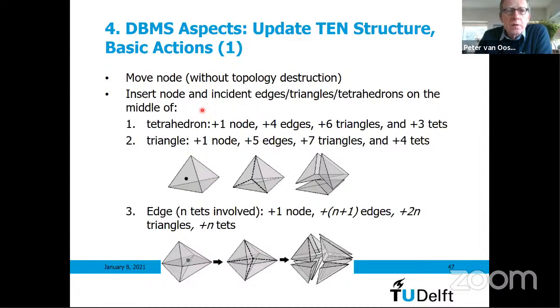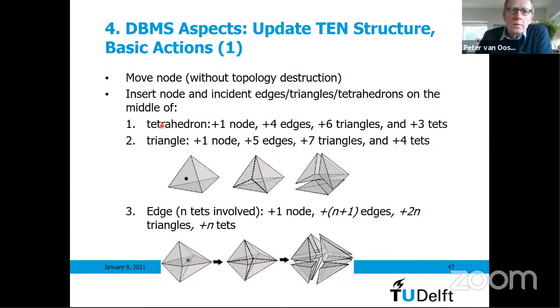to make it the correct tetrahedral network again. So if we insert it in the middle of a tetrahedron, then we get one more node, and we have to connect the node to all the 4 corners of the tetrahedron, so that means 4 new edges. It also means in total 6 new triangles, and 3 more tetrahedrons. Actually, there are 4 more tetrahedrons, but we lose one tetrahedron. So the old tetrahedron is replaced now with 4 smaller tetrahedrons.